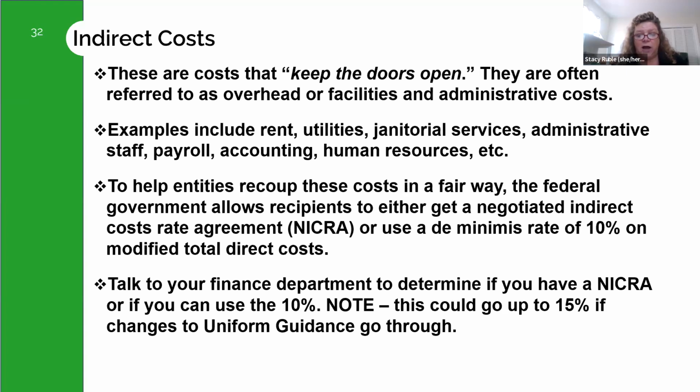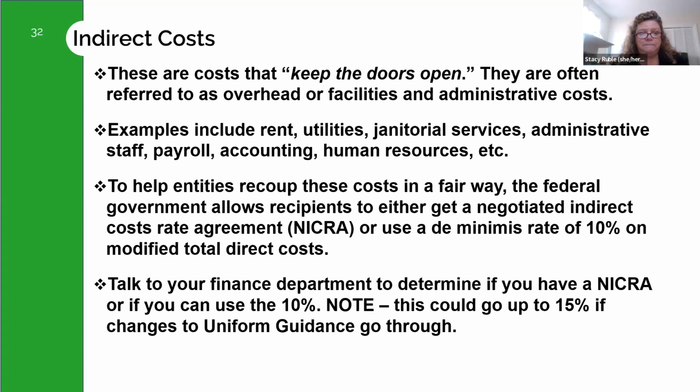And the reason that these are indirect costs is that it's impossible to allocate them to each separate grant. That's why they're considered overhead costs, and it'll allow recipients to recoup those costs in a fair way. So the federal government allows recipients to either get a negotiated rate or use what we call a de minimis rate of 10% on modified total direct cost. And like I said, I'm not going to go too in the weeds with that. Talk to your finance department to figure out if you do have a NICRA or if you can use the 10%. And if the changes to the uniform guidance go through, that could be moved up to 15%.